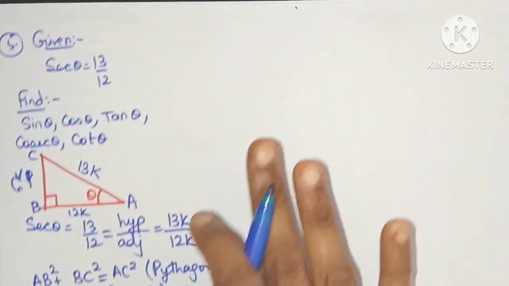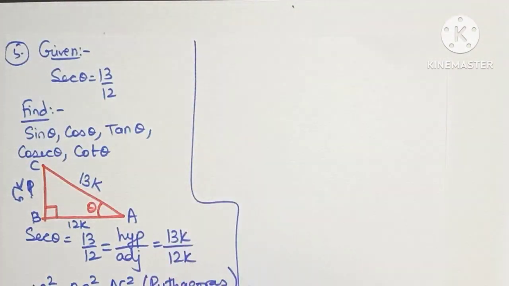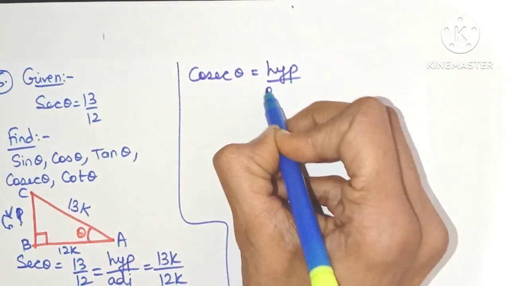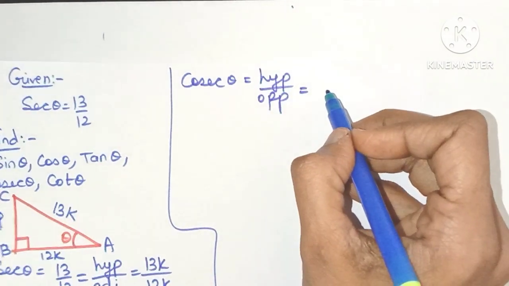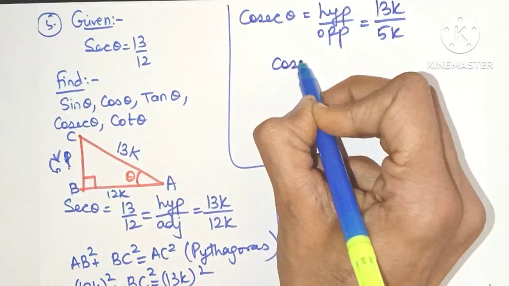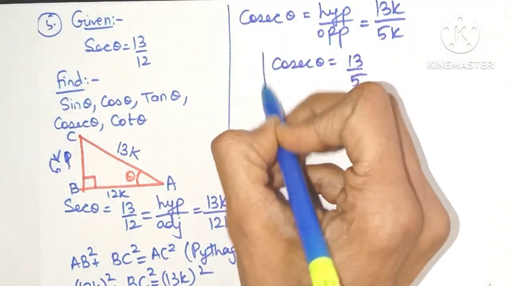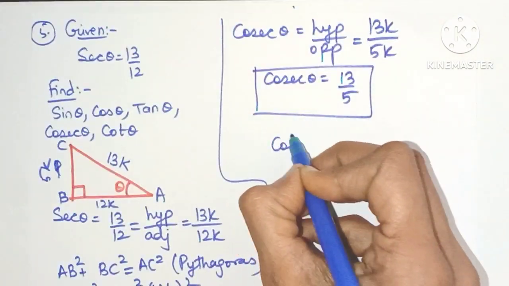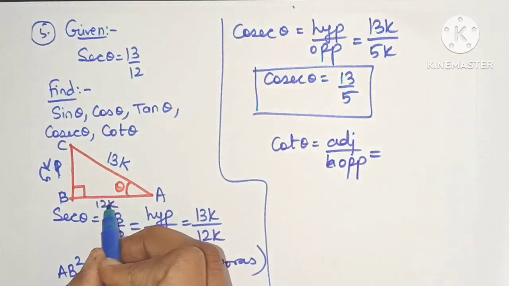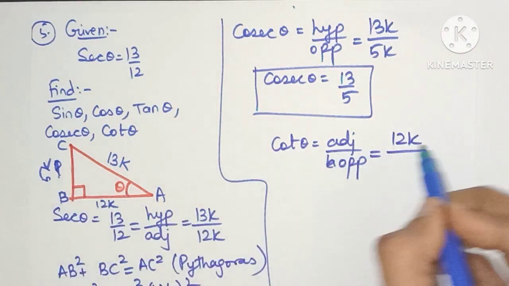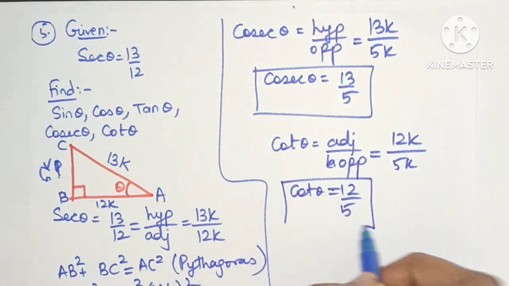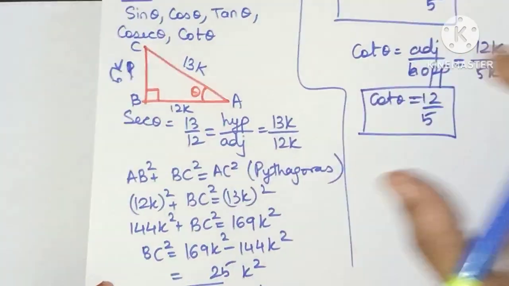So now tan theta, I have found out. What is remaining? Yes, cosec theta. So cosec theta, the formula is going to be hypotenuse by opposite sides. So the hypotenuse for theta here, again 13k by 5k. So cosec theta is 13 by 5. Only one is remaining, cot theta. So cot theta is nothing but adjacent upon opposite. So adjacent is 12k, opposite is 5k, friends. So cot theta is 12 by 5. So I hope you understood this. We have found all the ratios.